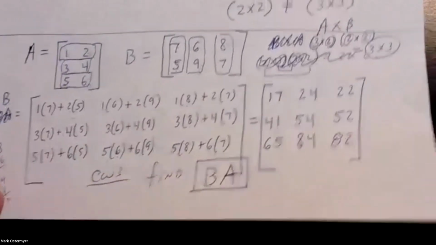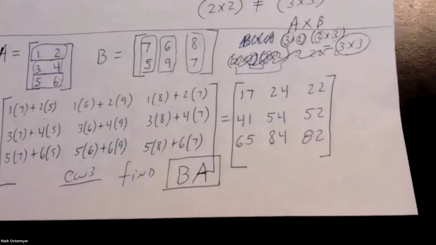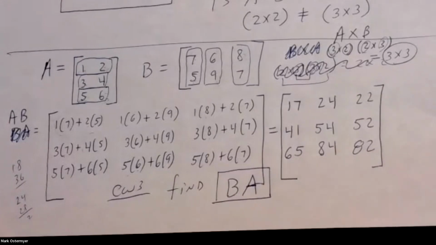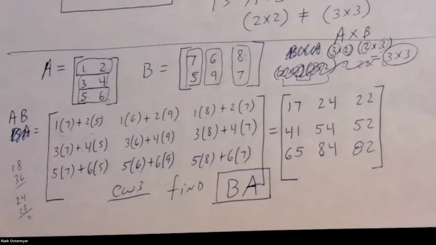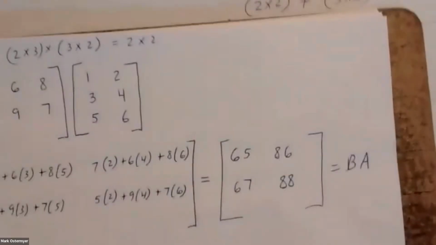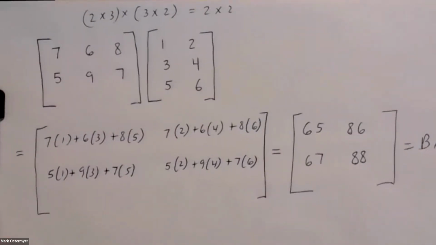Okay, now I wanted you to find B times A, correct? And let's see. B times A. And did we find that? B times A? Did anybody get that? Yeah. Okay. All right.